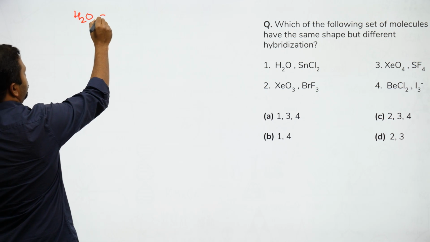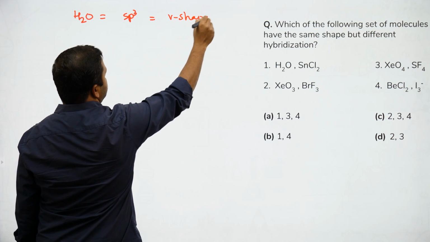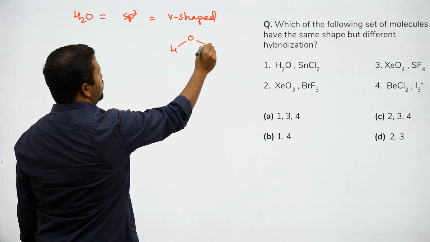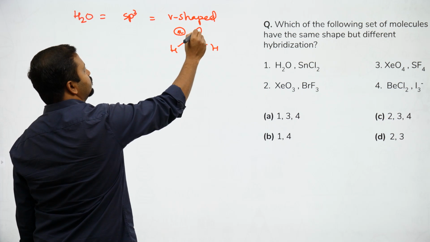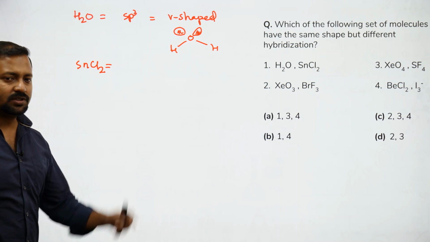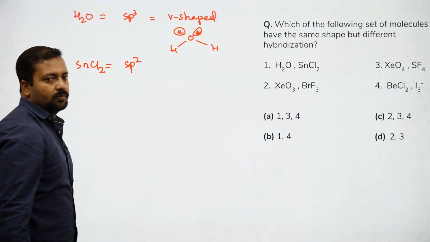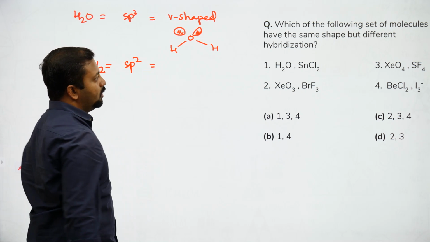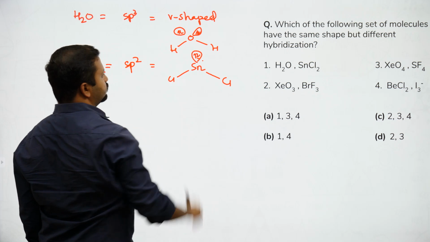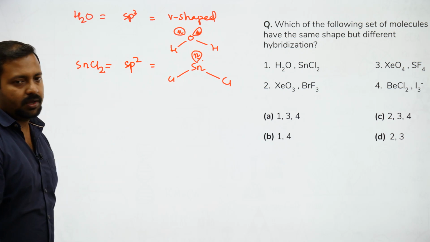For molecules. H2O, hybridization is sp3, shape is V-shaped. Okay, H2O is V-shaped. Why? O, H, H, the lone pair stays here. SnCl2. How many electrons are there in the valence shell? 4 plus 2, 6. So hybridization should be sp2. So SnCl2 has a lone pair. Okay, 4 plus 2, 6. This should be your answer.